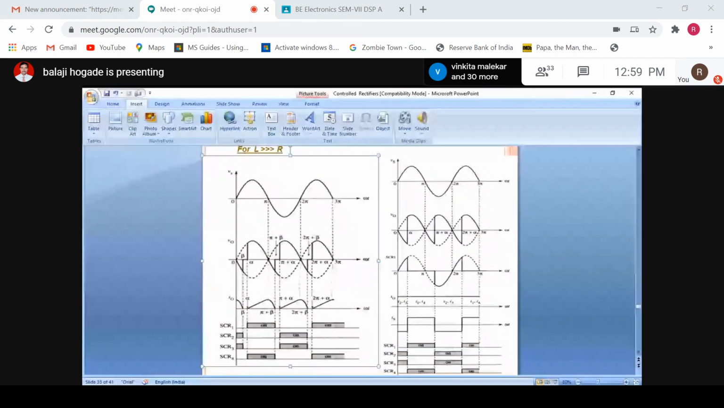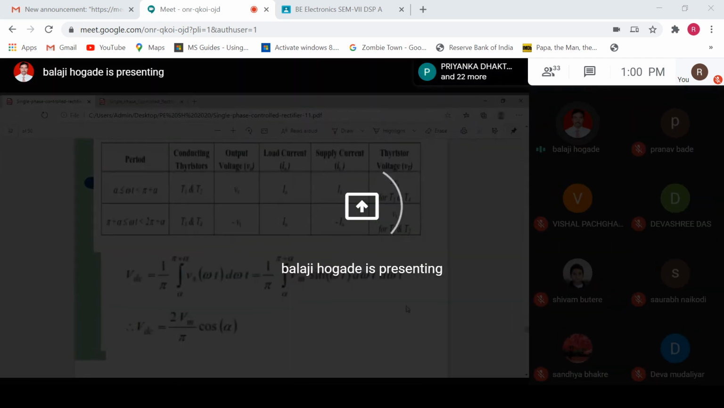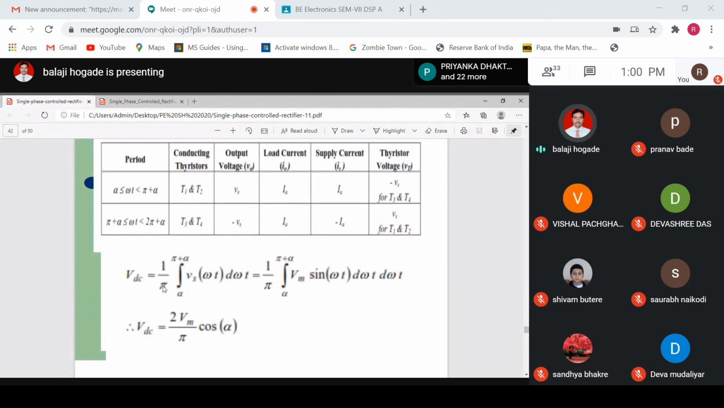The output voltage equation for this circuit is this way. You can derive the equation for the average output voltage. VDC is equal to 1 by pi integration from alpha to pi plus alpha. We are assuming a continuous current conduction mode. So you need to show this alpha to pi plus alpha.